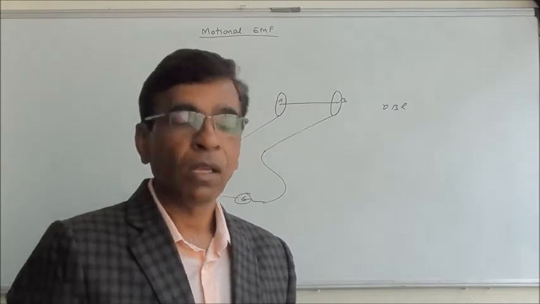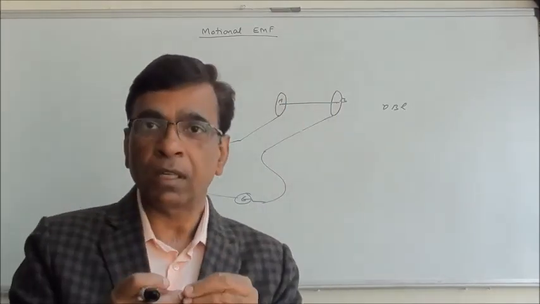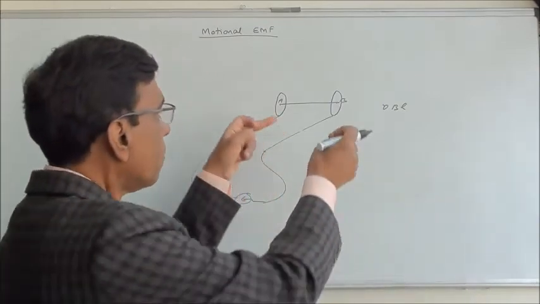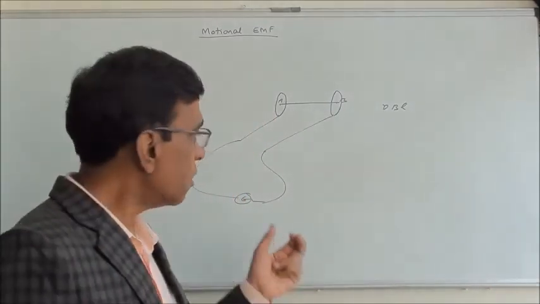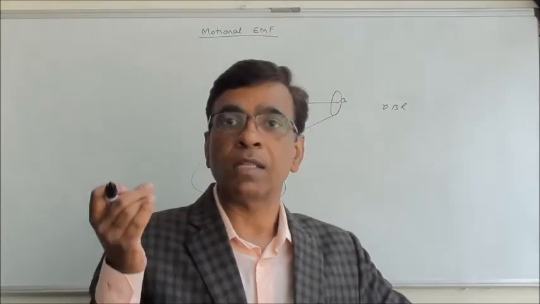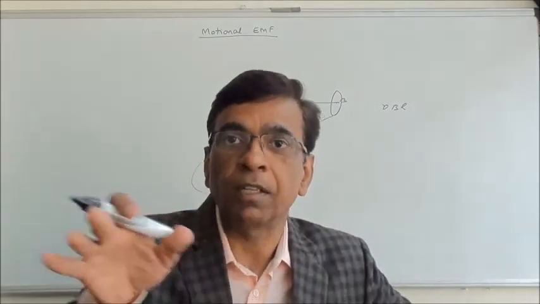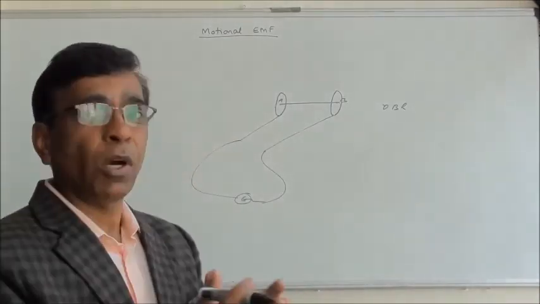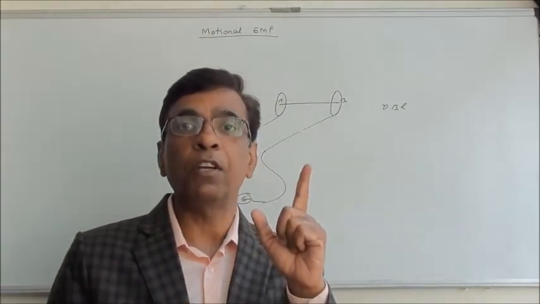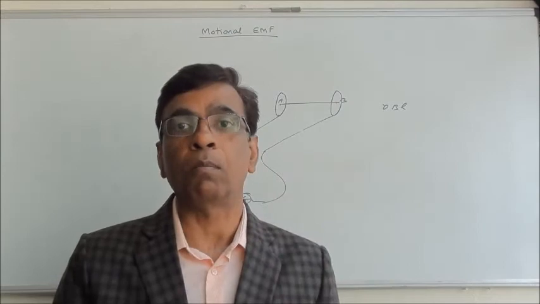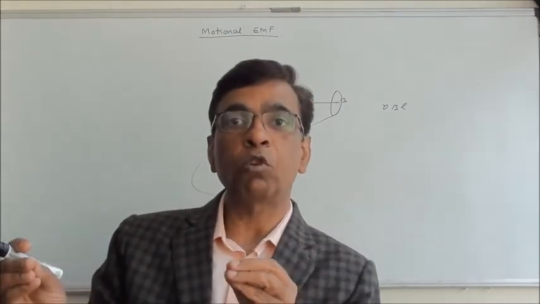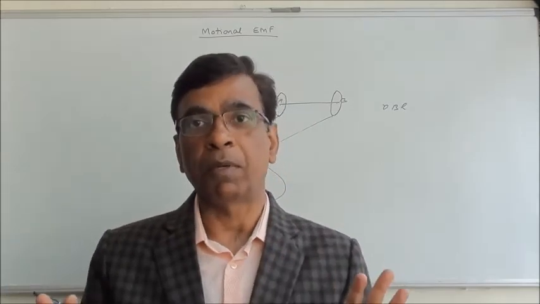Actually, this technique is used: when the train is running, an EMF is developed between the rails, and this is used basically as an indicator that a train is running on this particular track. The requirement is that the magnetic field should have a component perpendicular to this motion. Magnetic field along the motion, no EMF.